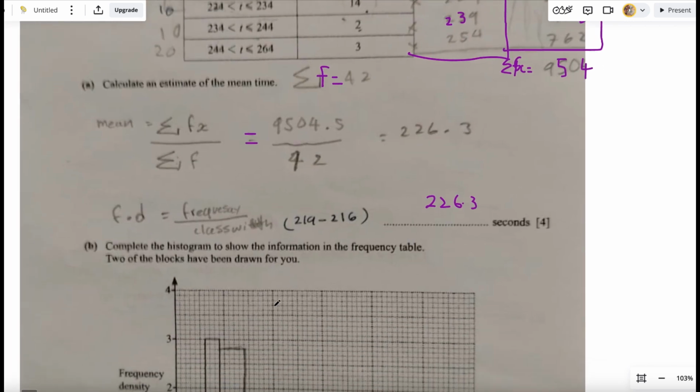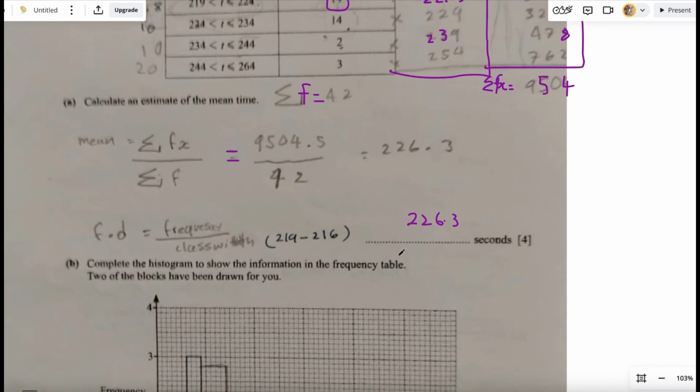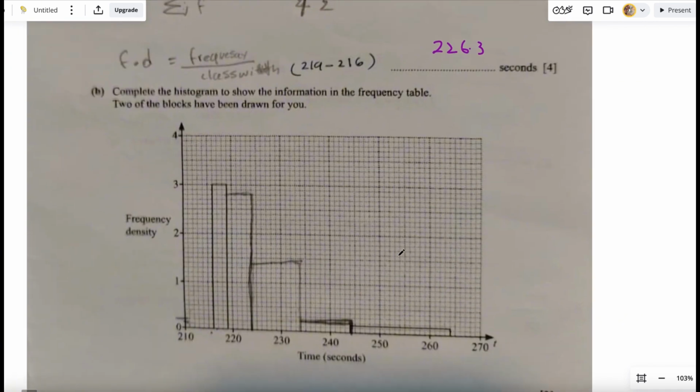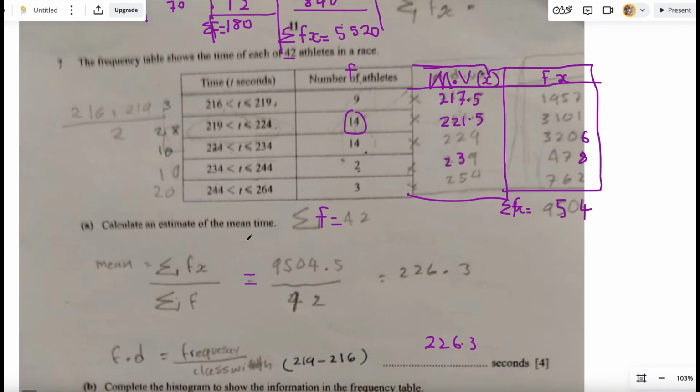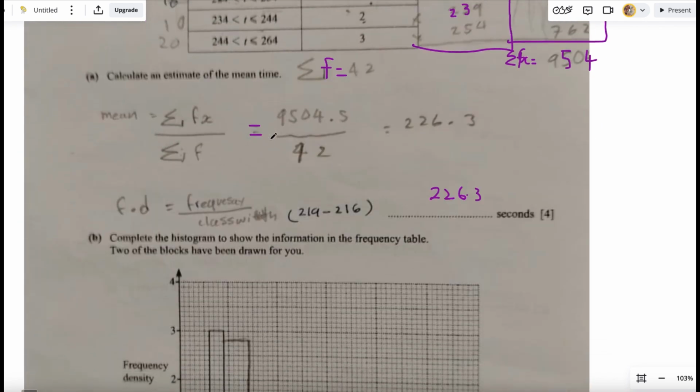The next question says complete the histogram to show the information in the frequency table. Two of the blocks have been drawn for you. Okay, they drew one here and one here. Let's see the ones they drew. I think the second group data is from 219 to 224, that's 5.